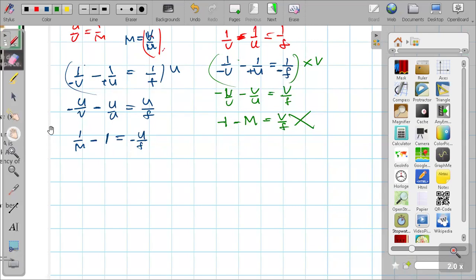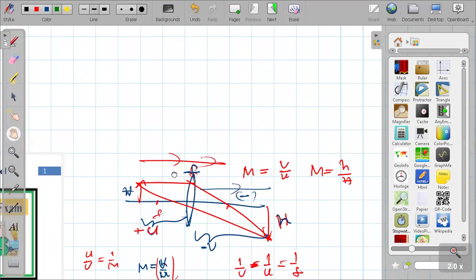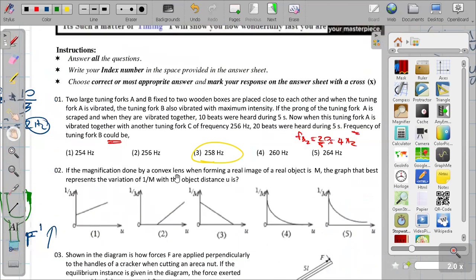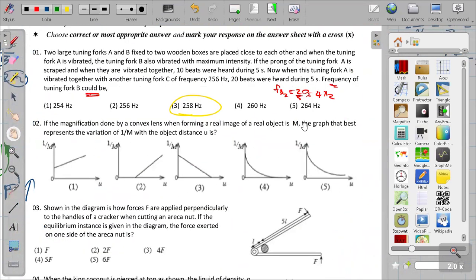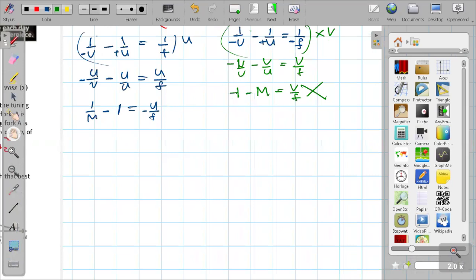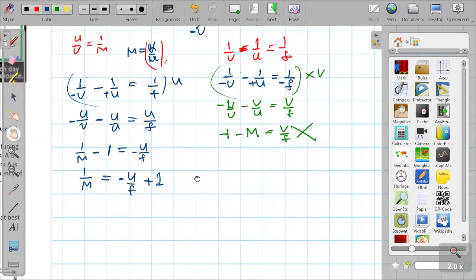For the previous thing, what is asked here? Asked is the representation of 1 over M. So already I got 1 over M. I have to just make 1 over M the subject, equals you have F plus 1. Correct? I hope you understand.